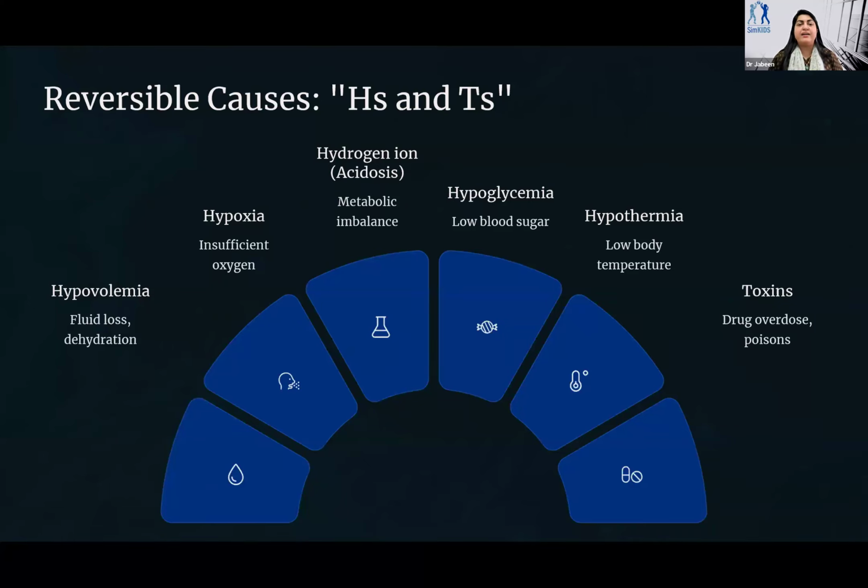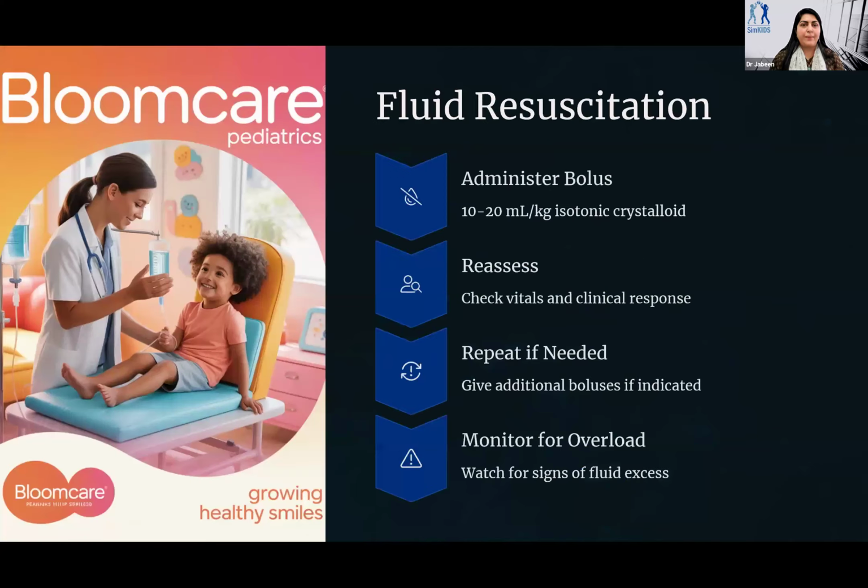And the H's and T's are, the 5 H's are hypovolemia, hypoxia, hydrogen ion, hypoglycemia, hypothermia, and the T's are toxins, tension pneumothorax, tension like in the pericardium, I forget the name, but when there is fluid around the heart you can have that, and then trauma and toxins, as I told you.